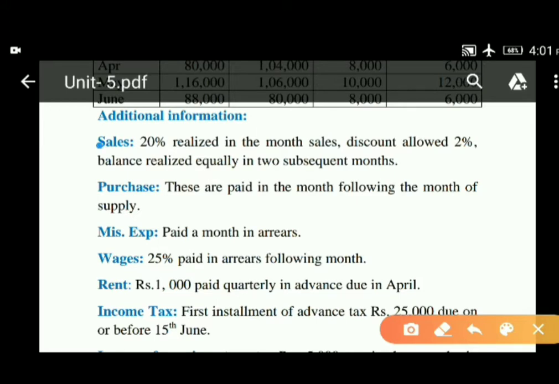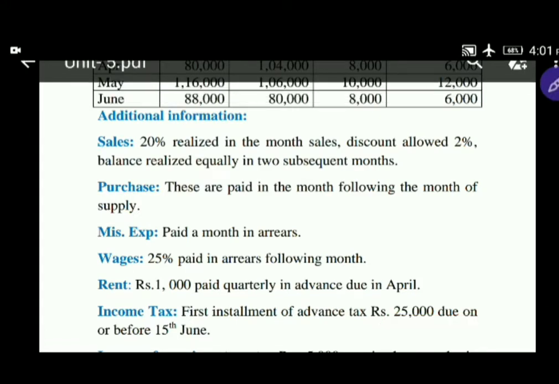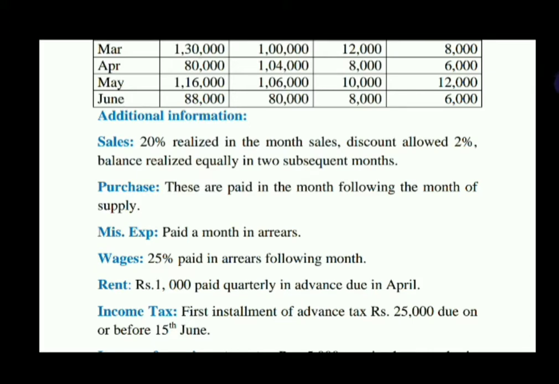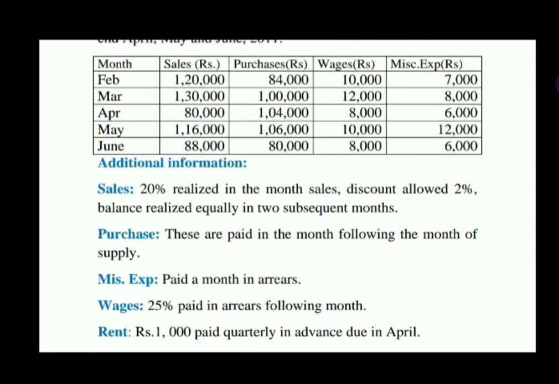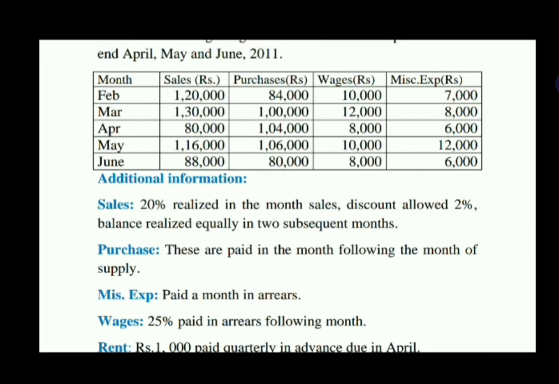First of all, sales. Sales 20% realized in the month of sales, discount allowed 2%, balance realized equally in subsequent months. Regarding sales, the additional information is that 20% is realized in the month of sales. That means if the sales are 100%, only 20% are cash sales.